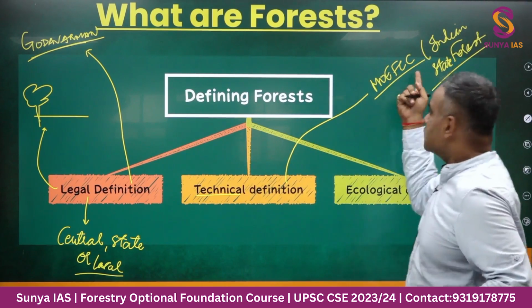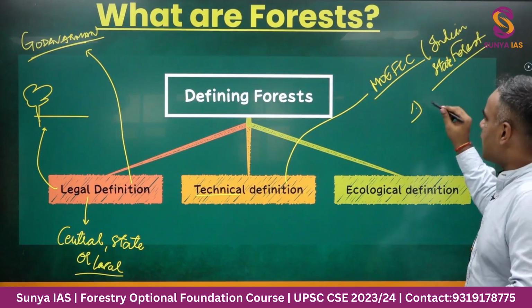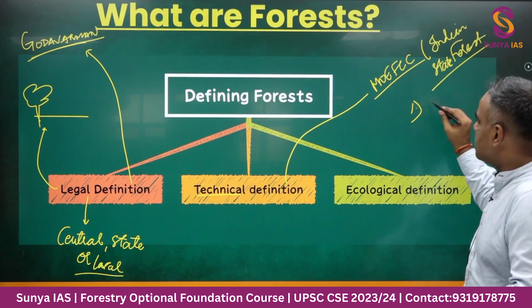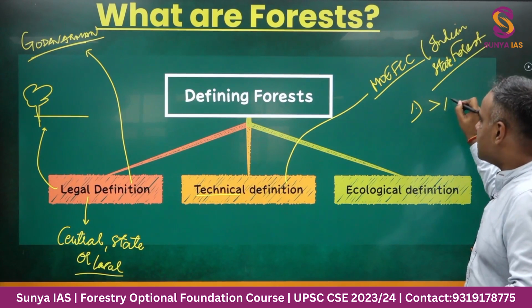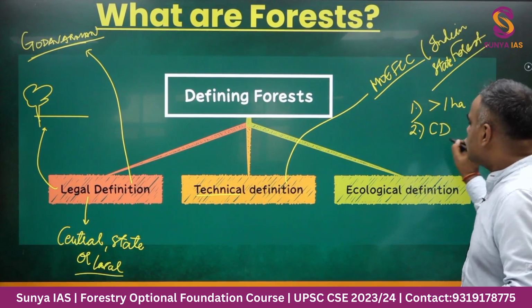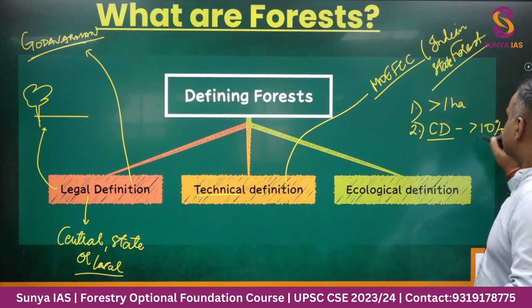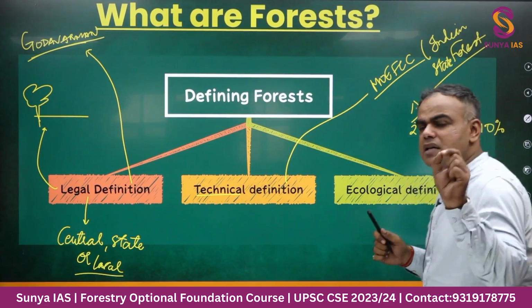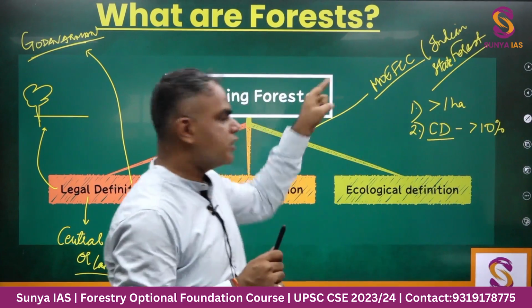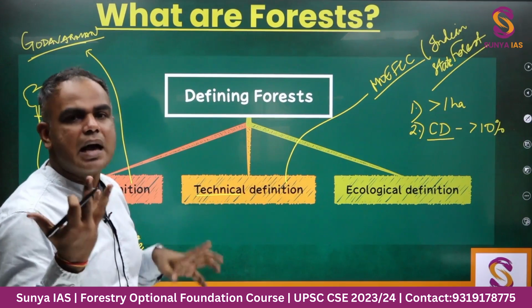This is not the only way to define a forest, by the way. So here there are two things. One, the area or the land should be greater than 1 hectare, and the canopy density should be greater than 10%. Now canopy density, mark this as a term. This should go in your terms. What is a crown? What is a canopy? We'll see it in the anatomy of a forest.